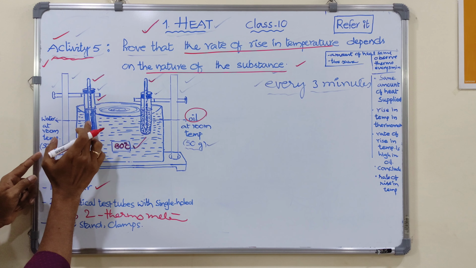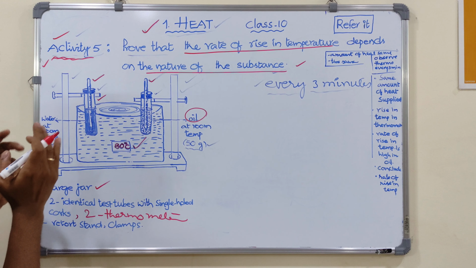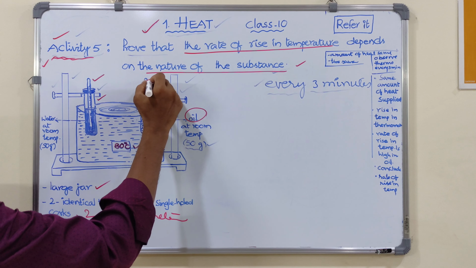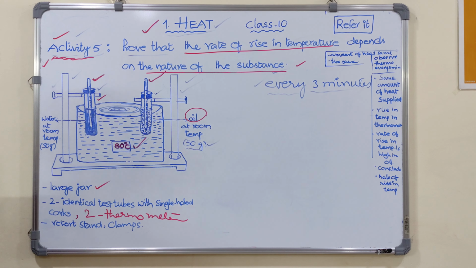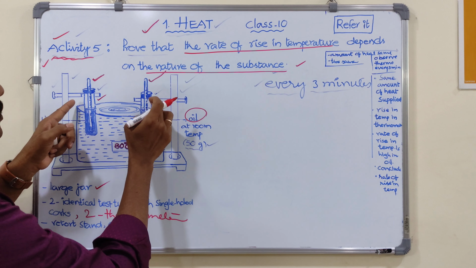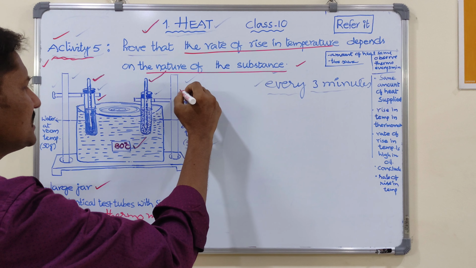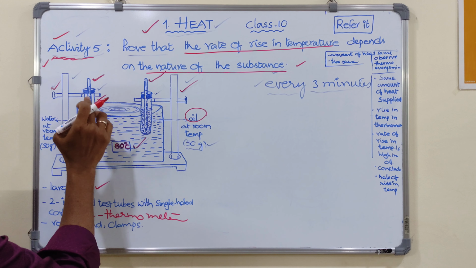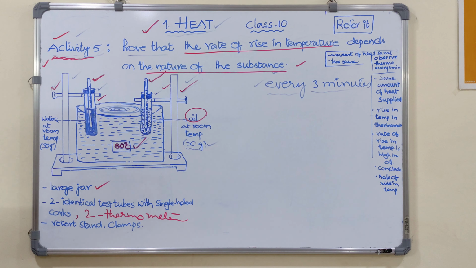After taking 50 grams of water and 50 grams of oil respectively, keep these 2 test tubes in the large jar, and then you have to insert 2 thermometers through the hole of the cork. Then you have to give support for these 2 test tubes with the help of this retort stand on both sides. Using clamps, you have to fix these 2 test tubes to this retort stand. So, this is the arrangement that we have to do in this activity.